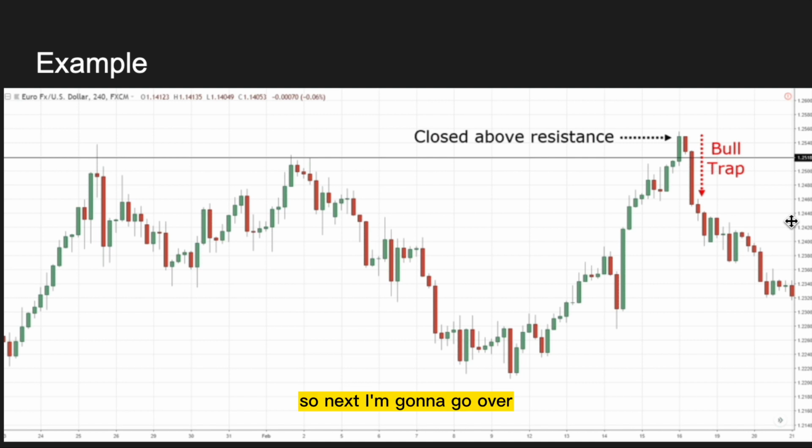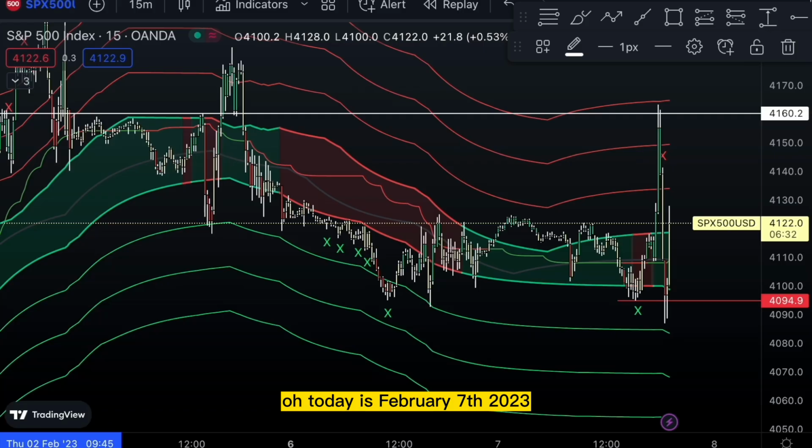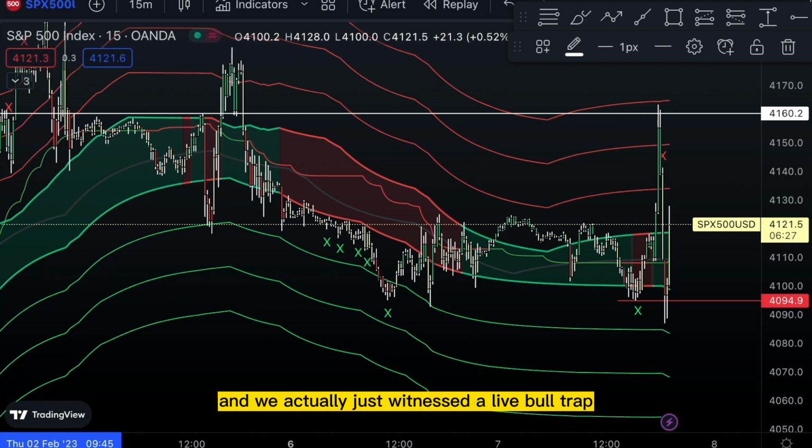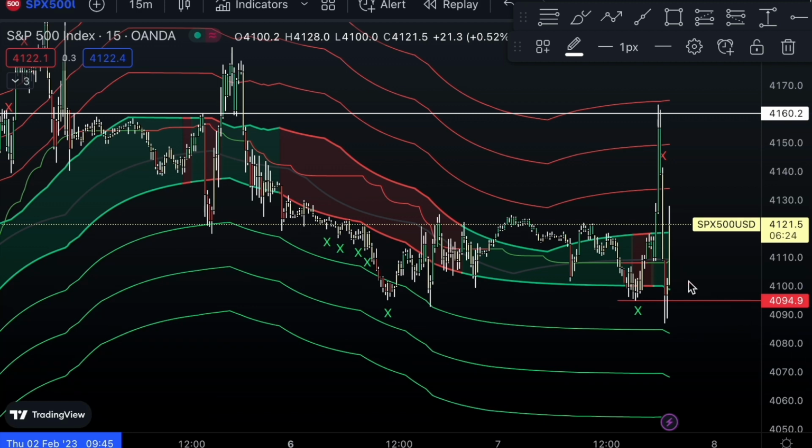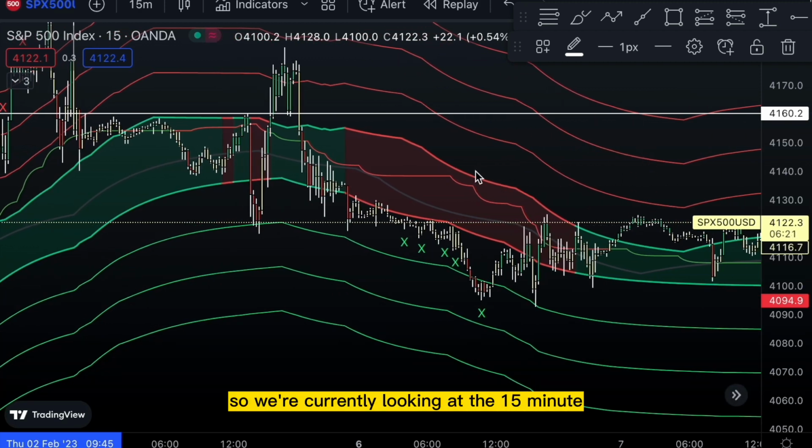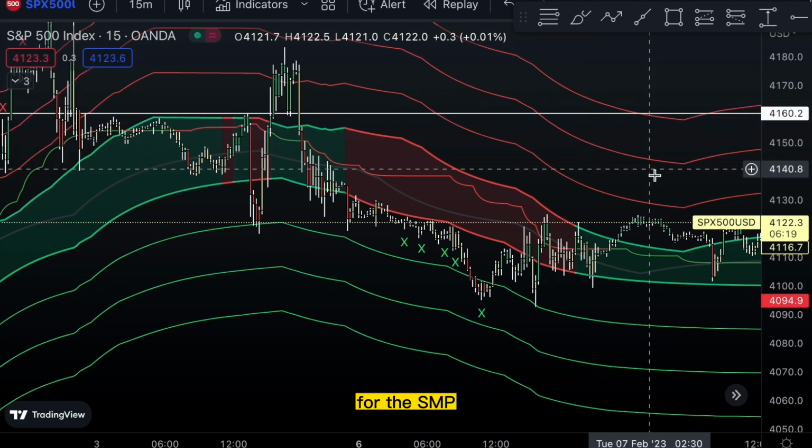So next I'm going to go over, today's really funny. Today is February 7th. We just witnessed a bull trap for Bitcoin, or actually the S&P, and pretty much everything today, because Jay Powell spoke today around 12:40 p.m., roughly about an hour and a half ago. So I'm just going to hop over to TradingView and show you a live example of a bull trap. Today is February 7th, 2023, and we actually just witnessed a live bull trap. So I'm just going to go into that. We're currently looking at the 15-minute for the S&P.